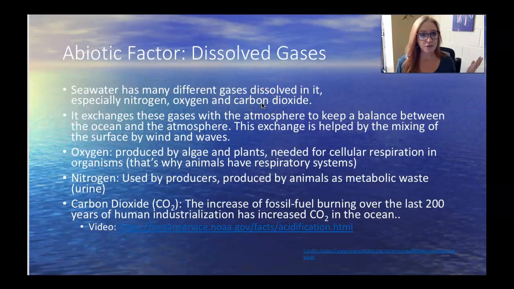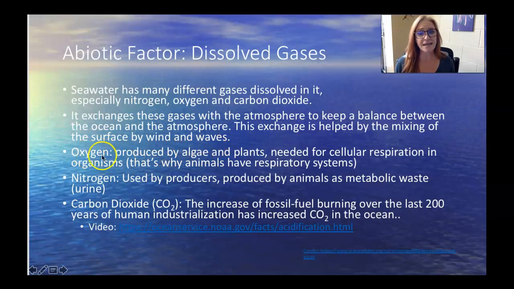They are in the atmosphere too. These are the same gases that we have up here in the terrestrial world that you breathe. They're just dissolved in water, and they are more sparse. They're not as concentrated as they are in the air. The ocean and the atmosphere do exchange gases, and they keep a balance and keep a mix between those two. And the surface currents and waves and winds help do that. The downwelling pulls more of those dissolved gases down into the water.